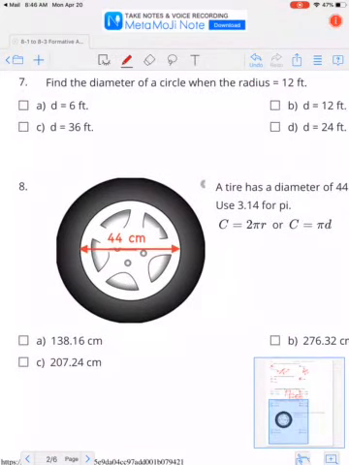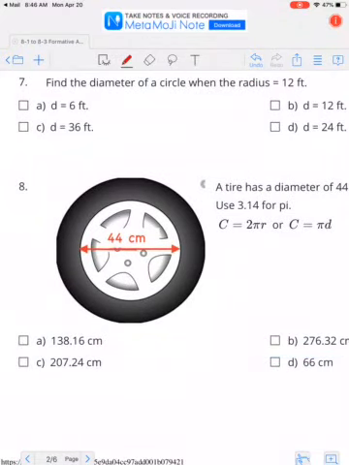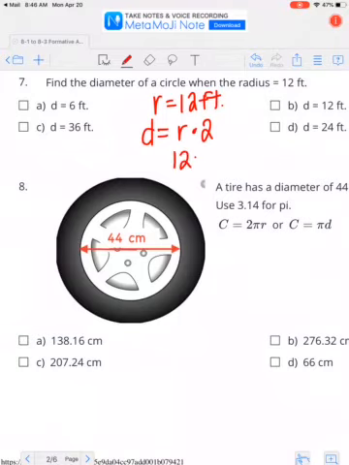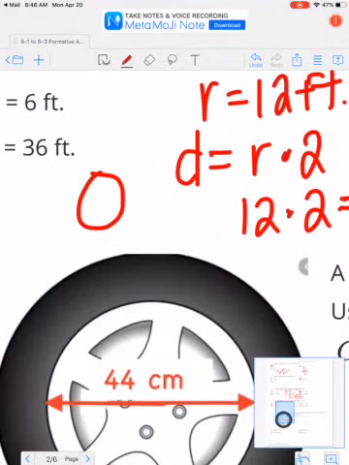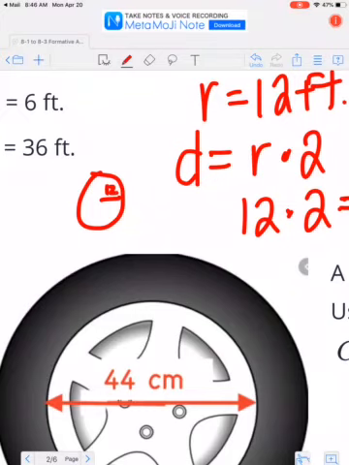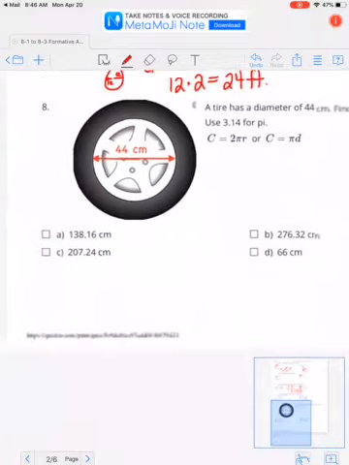All right. Number 7, it says find the diameter of a circle when the radius is 12. So similarly, if we have our radius of 12 feet, and we want to find our diameter, we're going to take our radius and multiply it by 2. So we're going to have 12 times 2, which is going to give us 24, and that's feet. So that would be letter D. Another way you could look at that is if you have a circle and half of it is 12, the other half also has to be 12, so that means the full distance would be 24.